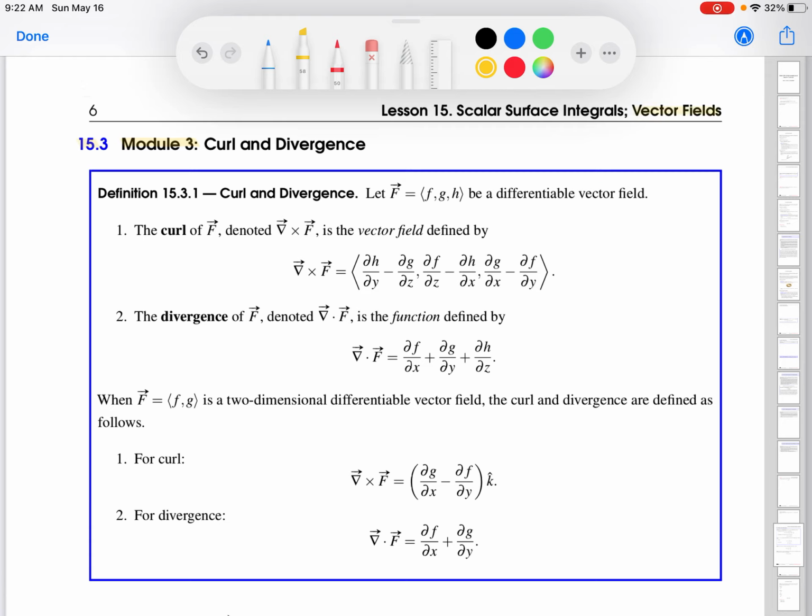We're still working on vector fields. In this module we're going to talk about the curl and divergence of vector fields. So let me run through this definition and give you some more insight and information about what those are.